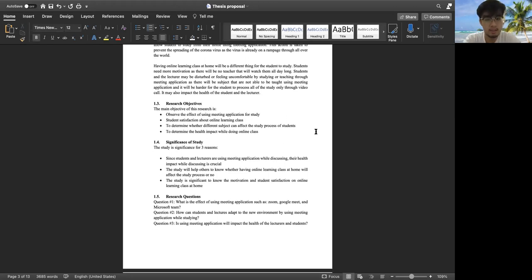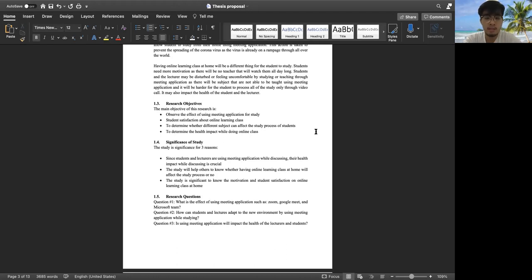Next is the research objective. The main objective of this research is to observe the effect of using meeting applications for study, student satisfaction about online learning class, to determine whether different subject can affect the study process of students, and to determine the health impact while doing online class.